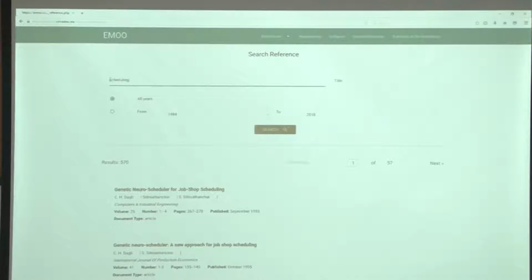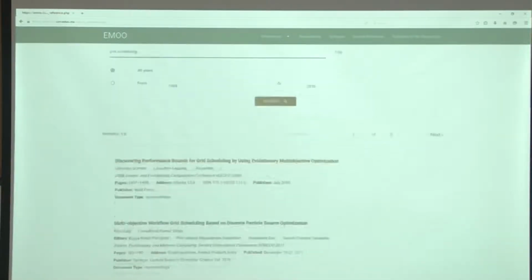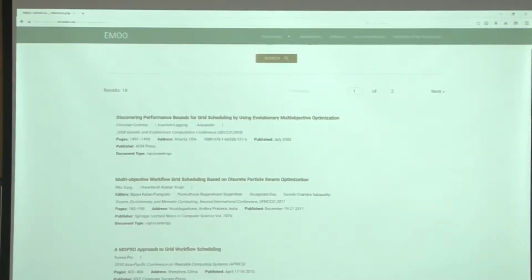I think somebody asked me about grid scheduling. And we do have grid scheduling in the repository. So we have more than 11,000 references in the repository. So just put the topic that you are interested in, and you will find references. Or you can ask me in case you forget the link. But the link is very easy.